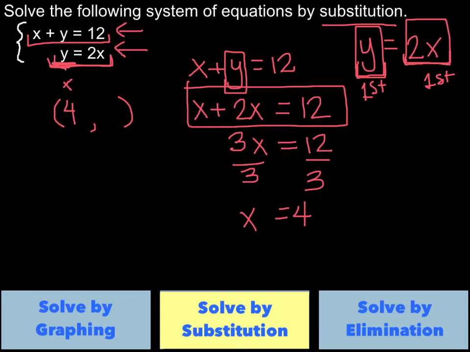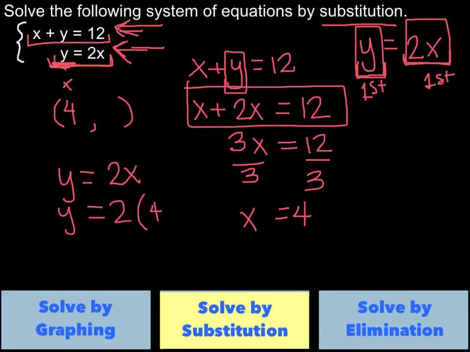Now what you want to do is, I was working with the top equation up here, but now I want to work with the bottom one. I want to use the information I have to find y. So the bottom one says y equals 2x. Well, I know what x is now. Y is 2 times x, and that's 4. So y must be 2 times 4, which is 8. So there's my answer, 4, 8.